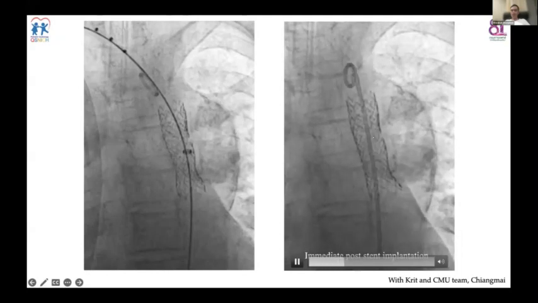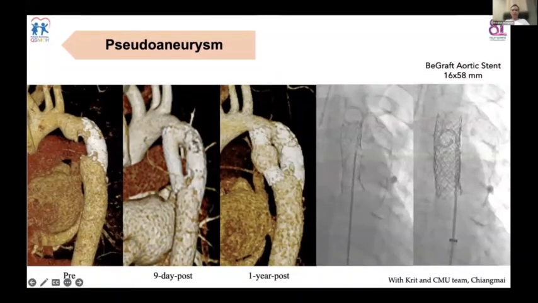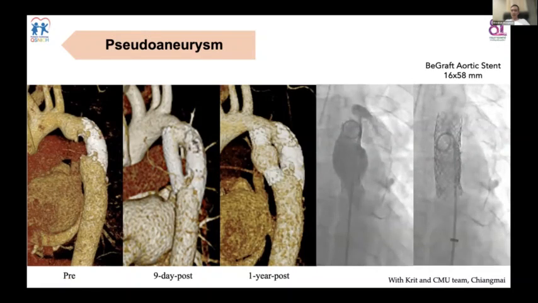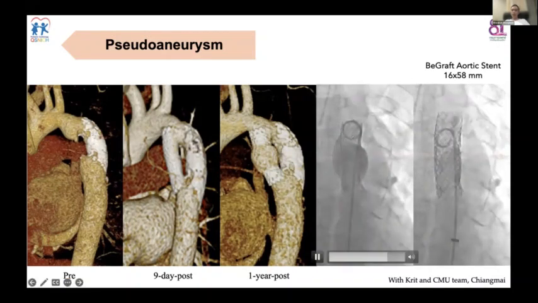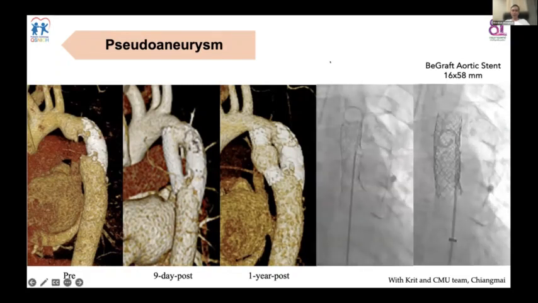The immediate result was fine. There is nothing here, but just to share with you that 1 year later, you can see what looks like a pseudo-aneurysm coming here. So eventually we needed to come back and put another covered stent there. So if you tear the covered part of the stent, be careful. I think it's better to fix it on the day of the injury rather than leaving it and causing a long-term complication like this.